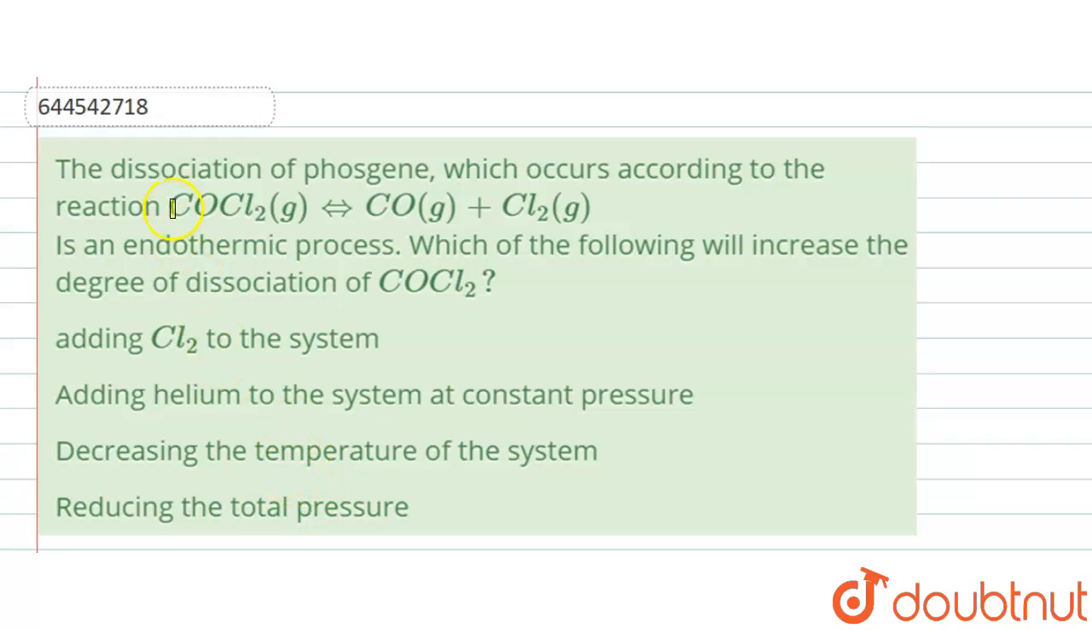Hi everyone, let's take a question. So here the question is that the dissociation of phosgene, which occurs according to the given reaction, is an endothermic process. So which of the following will increase the degree of dissociation of COCl2?